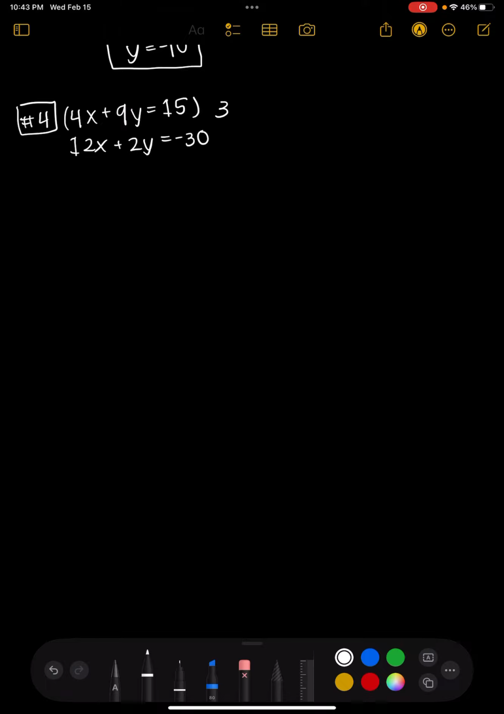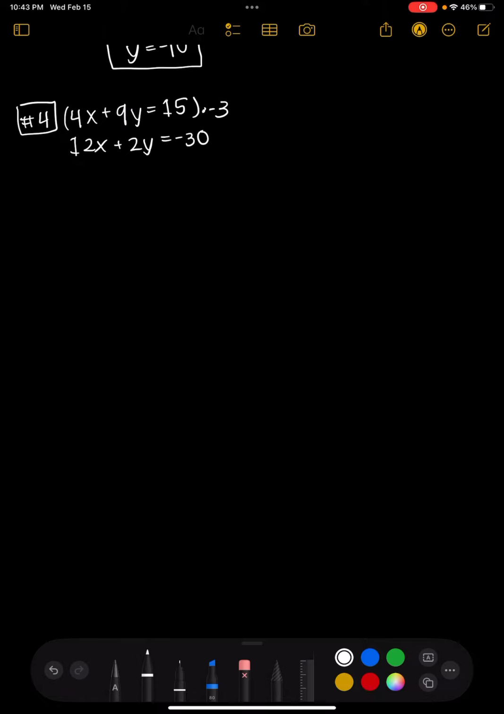Now, I don't want to multiply it by just 3. I want to multiply it by negative 3. And the reason why I want to multiply it by negative 3 is because I want those numbers to have opposite signs, right? The bottom equation has a positive 12x, so I want my top equation to have a negative 12x so they cancel out.